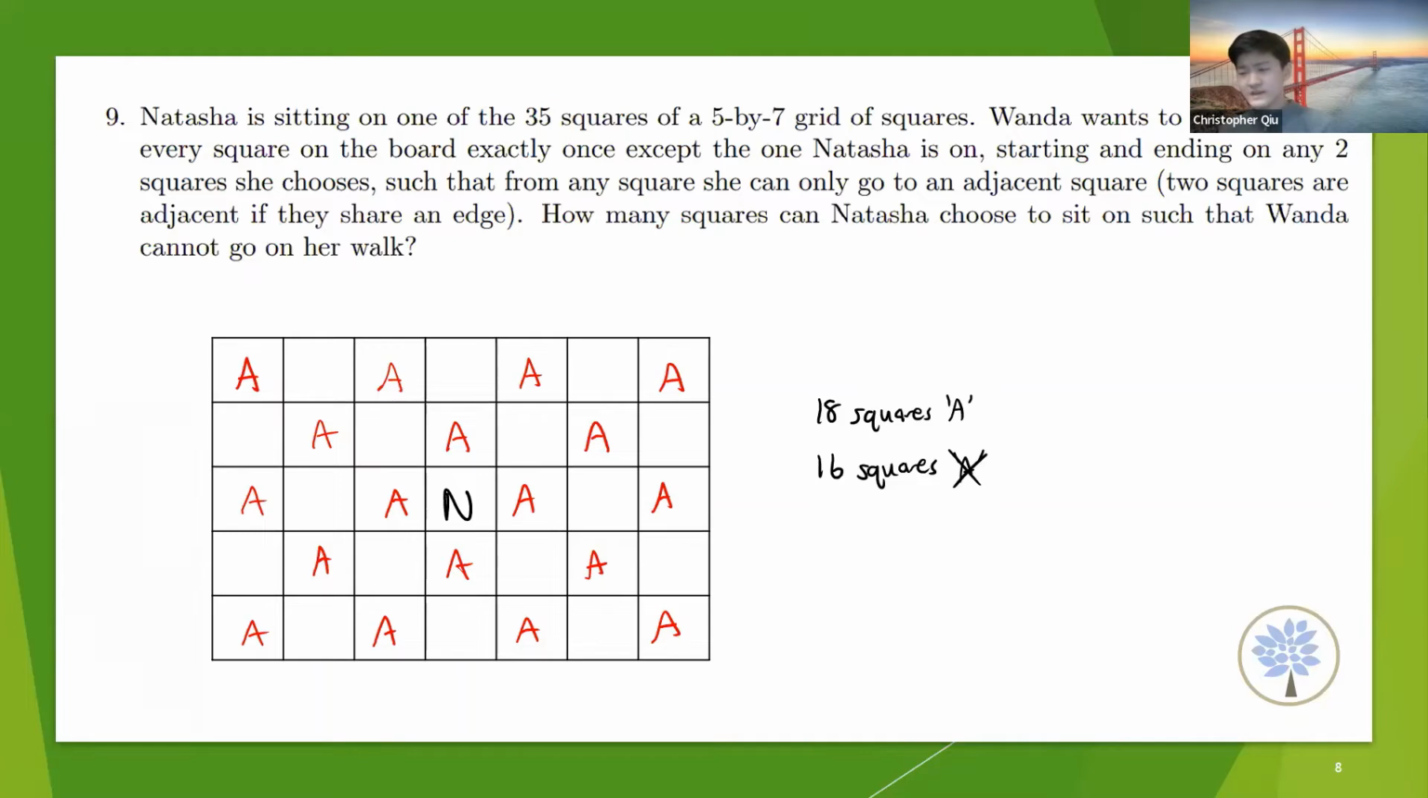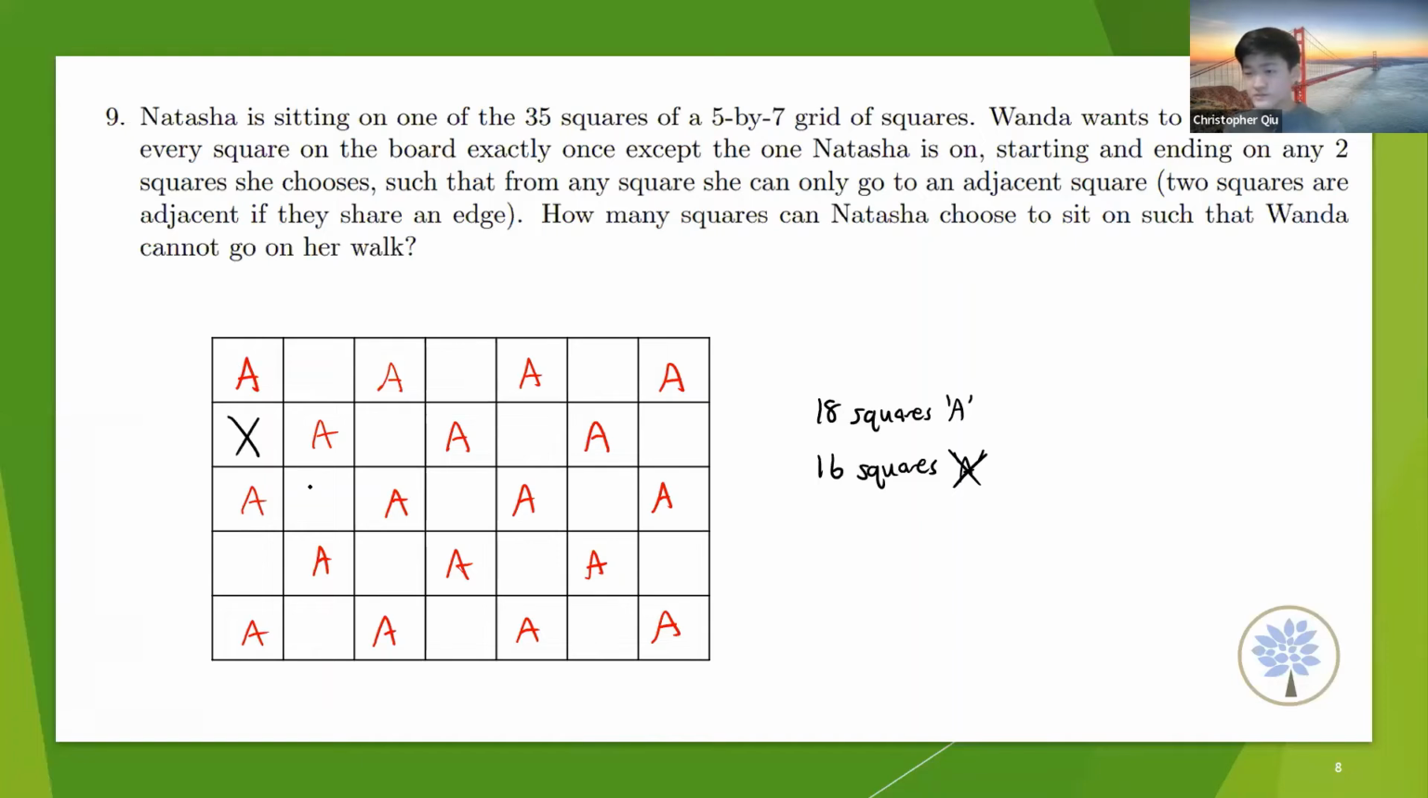So what this means is that there's no way we can travel through every square on the board exactly once. So if Natasha sits here, Wanda cannot go on her walk. Similarly, if Natasha chooses to sit anywhere without an A, let's say here, we would still have 18 squares that are labeled A and 16 squares that are not labeled A. And then Wanda would still not be able to go on her walk.